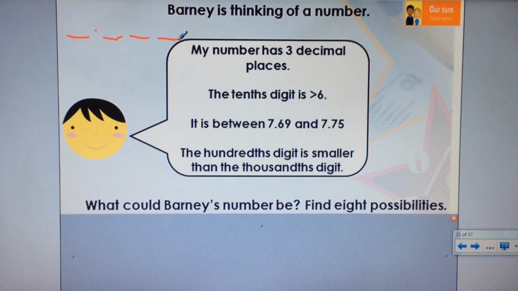Right, let's have a look at the clues again then. So I can see it's between 7.69 and 7.75, so the ones digit must be 7. Then I would look at a different clue to help me work out the 10th digit, which is this column here. So the 10th digit is greater than 6. Think about these 2 clues here and have a go at working out what the 10th digit must be, and then look at the rest of the clues to figure out your hundredths and thousandths digits. See if you can find 8 possibilities. Pause the video and have a go.